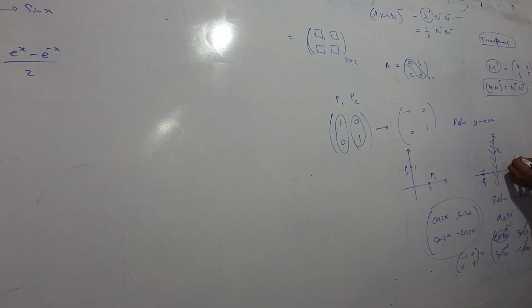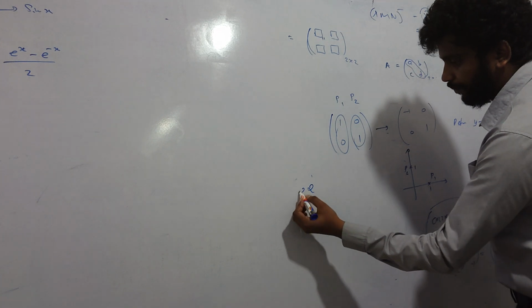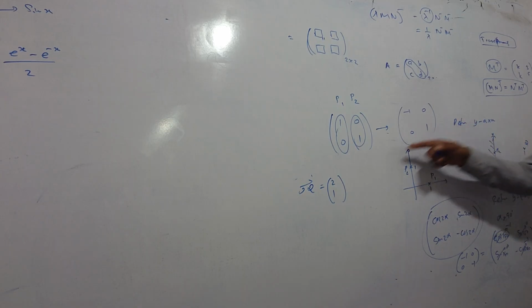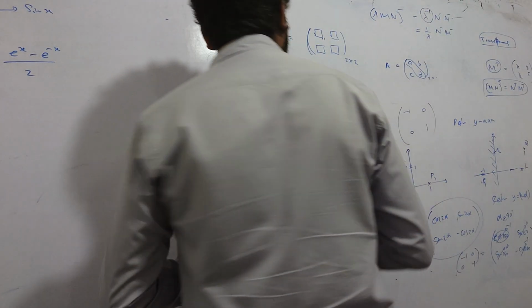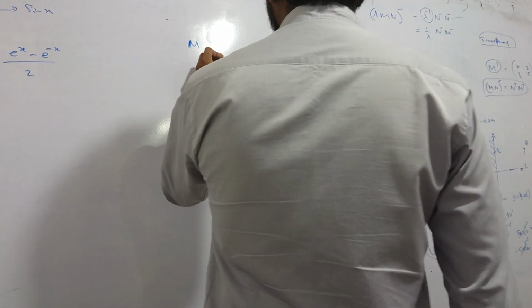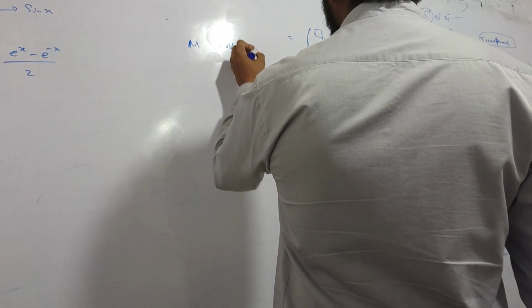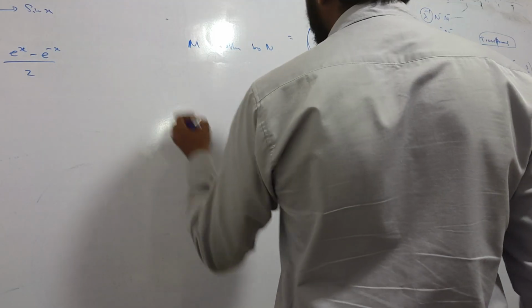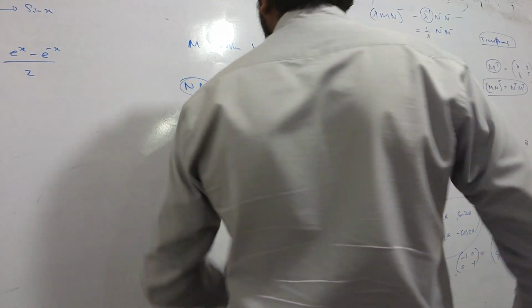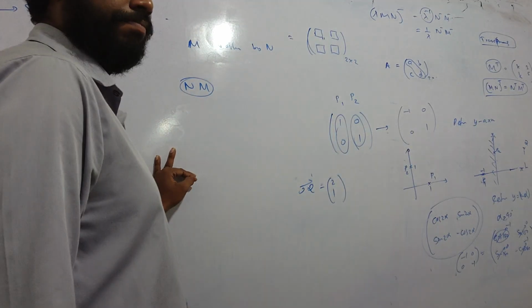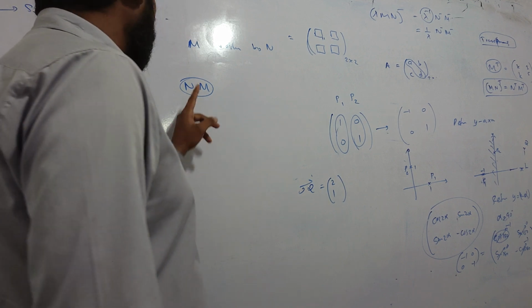reflect any other point, let's say 2, 1, then the vector of this point, or Q, is 2, 1, and that is quantified by this. And if it is a matrix transformation M followed by N, it is nothing but N multiplied by M. M followed by N, N is multiplied by M.